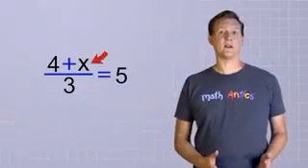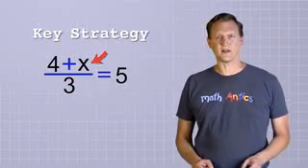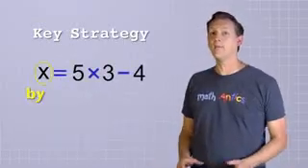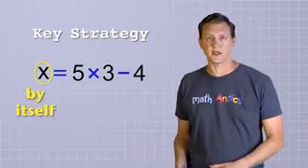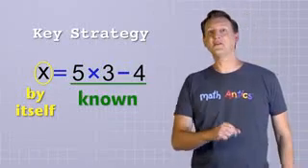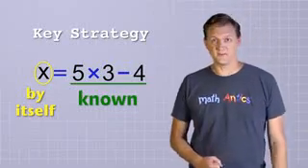Okay, so if you've got an equation that has an unknown value in it, then the key strategy for solving it is to rearrange the equation until you have the unknown value all by itself on one side of the equal sign and all of the known numbers on the other side of the equal sign. And then you'll know just what the unknown value is. But how do we do that? How do we rearrange equations?